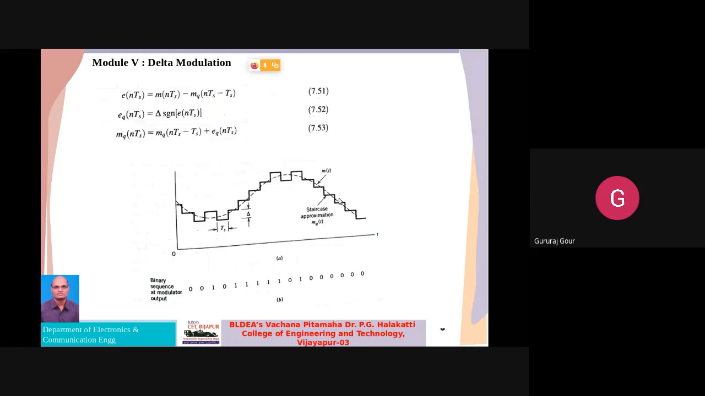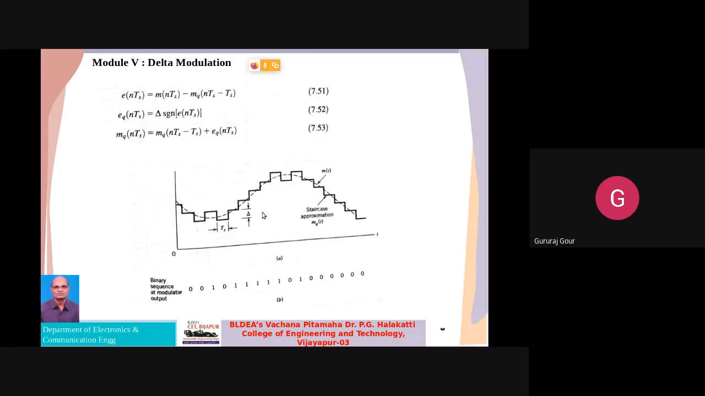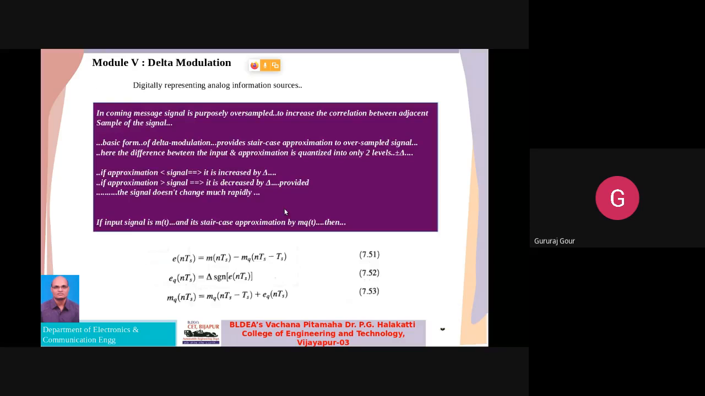A staircase indicates the approximation, that is mq. Input is m of t, the staircase is the approximation. This difference between input and approximation is quantized into only two levels, plus or minus delta. Whenever the step is below this dotted line, it is a minus, and above that it is a plus, that's all.